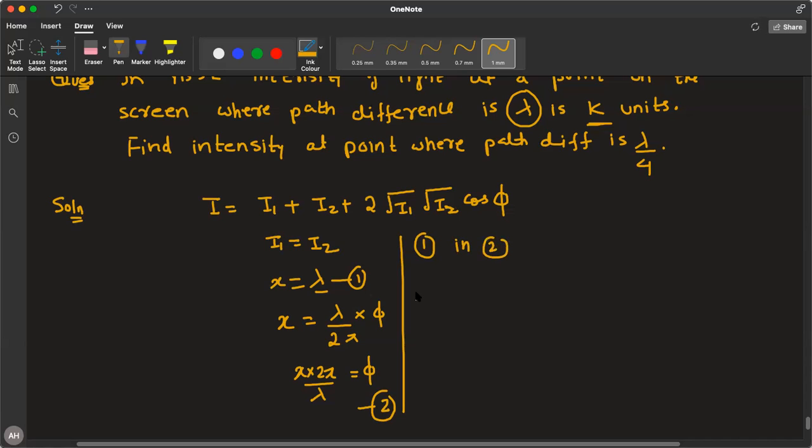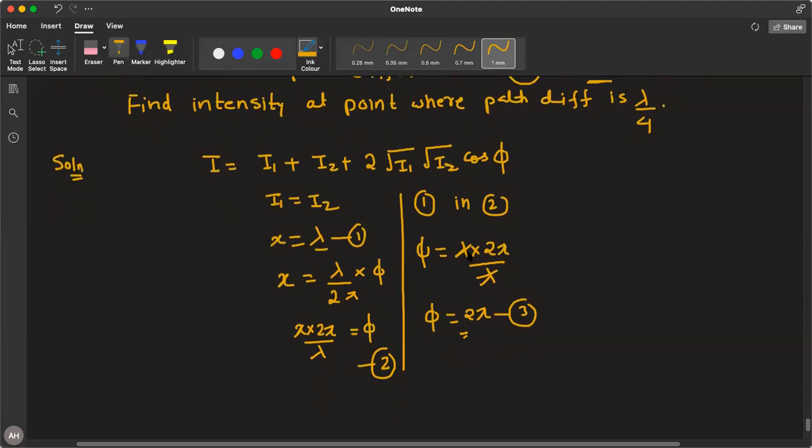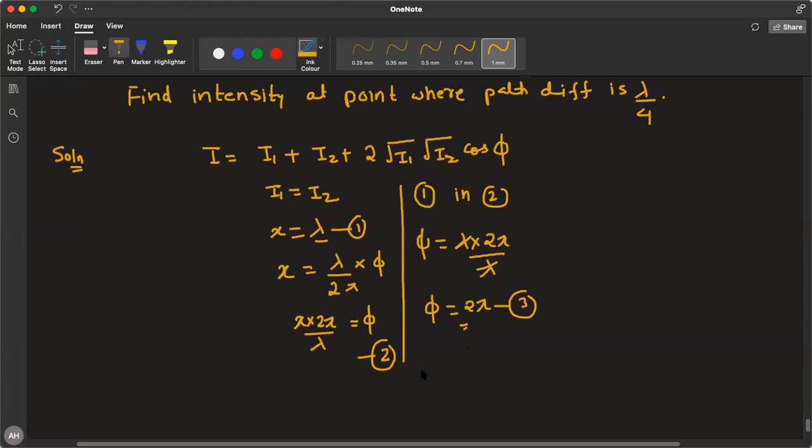When I do the substitution, I get phi as x is lambda into 2 pi divided by lambda. So lambda will cancel lambda, and you will get that phase difference is equal to 2 pi. That is equation number 3. Now you have the phase difference, and it is given that resultant intensity I is equal to k. That's equation number 4.